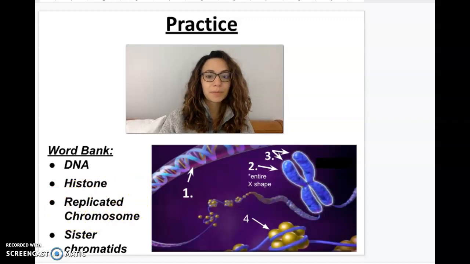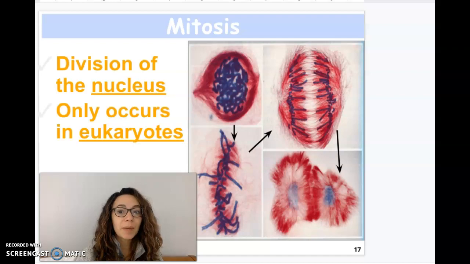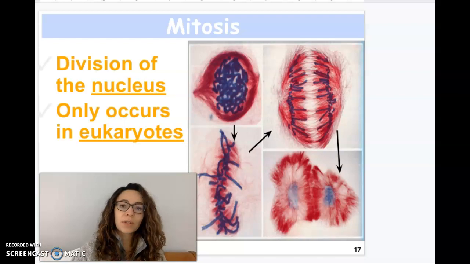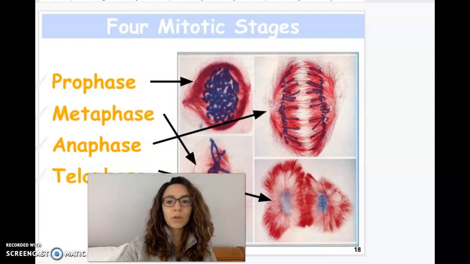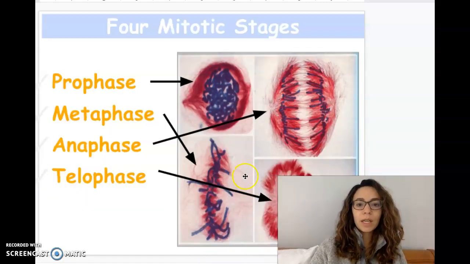Okay. Right, now let's talk about these phases of mitosis, what happens in each one. So remember, mitosis is the division of the nucleus, and it only occurs in eukaryotic cells. Prokaryotic cells have their own simplified version of this. So there's 4 mitotic phases, and we'll go into each of them individually. Prophase, metaphase, anaphase, telophase. PMAT is a good way to memorize them.